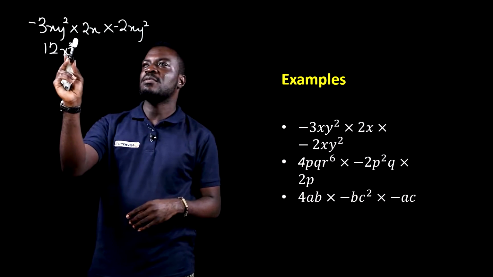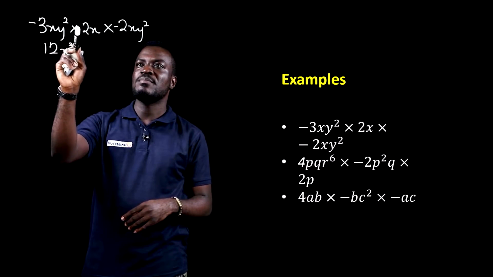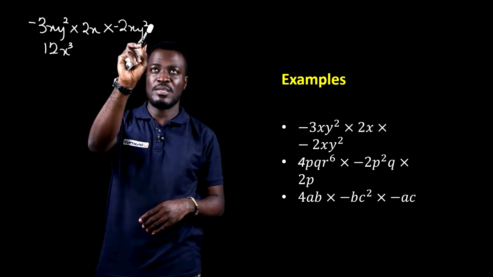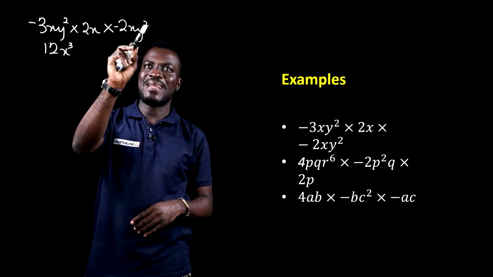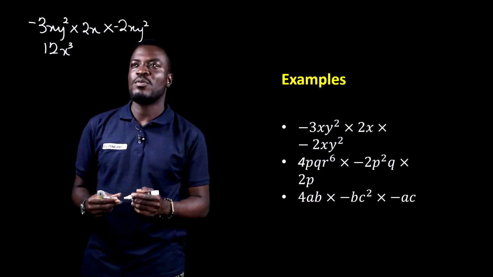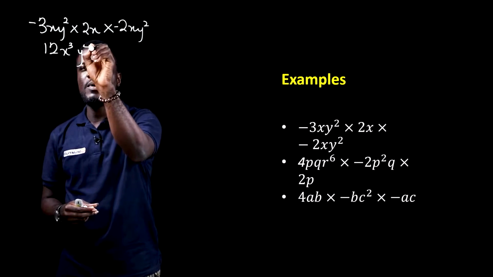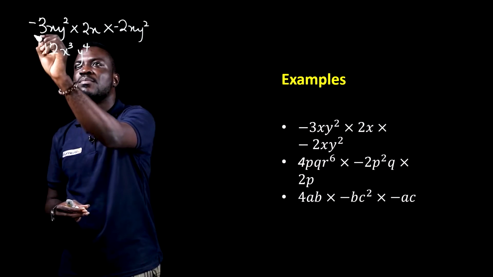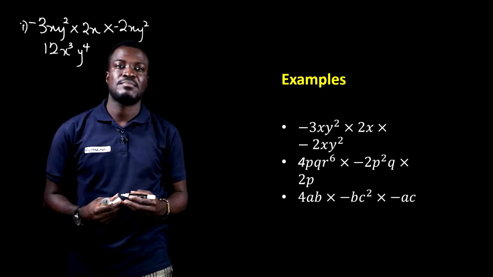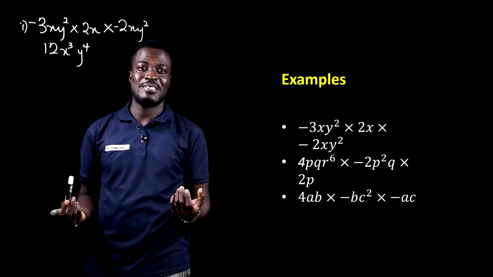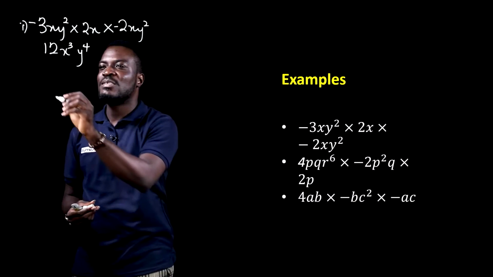Now, let's come to the y's. We have y squared here. This one doesn't have y. And then we have y squared here. So, 2 plus 2 is giving us what? 4. So, we have y raised to the power 4. And then we are done with the first example. It's very simple, right? Now, let's try the second one.